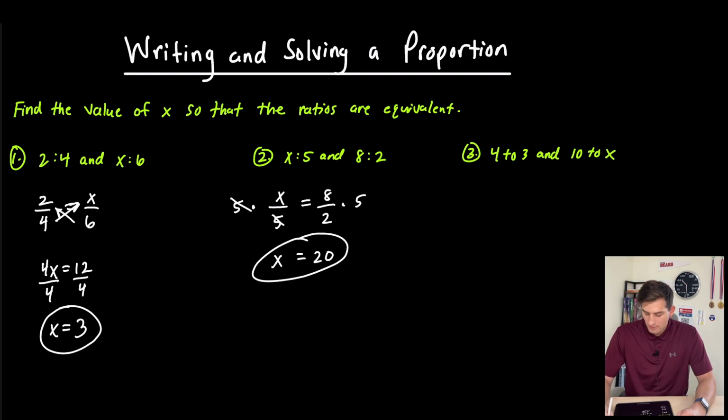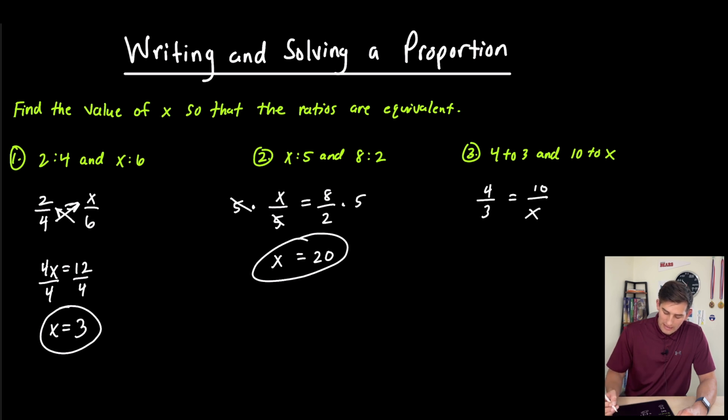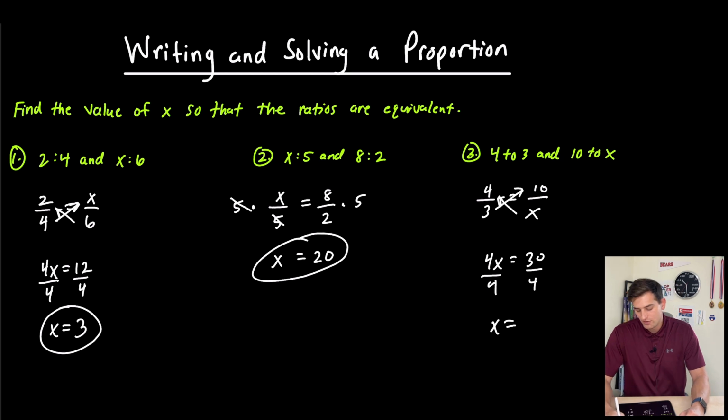Okay. All right, number 3, 4 to 3 and 10 to x. So 4 over 3 is equal to 10 over x. Okay. I'm actually going to cross multiply here again. So we get 3 times 10 and x times 4. So 4x is equal to 30. Let's divide both sides by 4. And we get x is equal to 30 divided by 4.